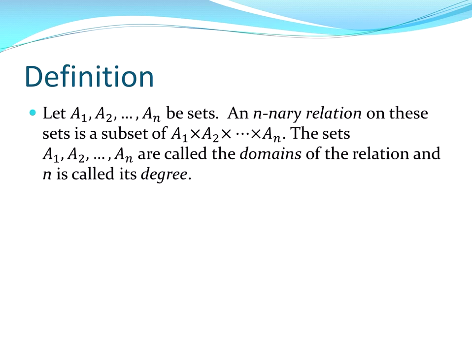All right, a little more formally, if you have n sets, an n-ary relation is a subset of the Cartesian product of those sets. Those sets are called the domains, and the number of them is its degree.